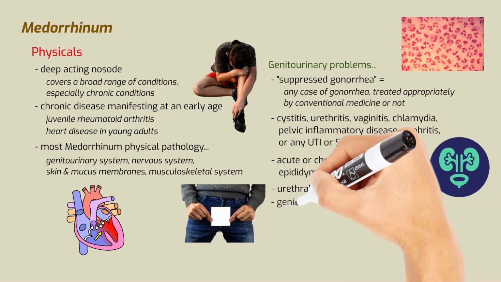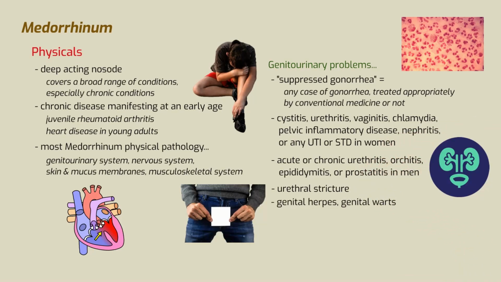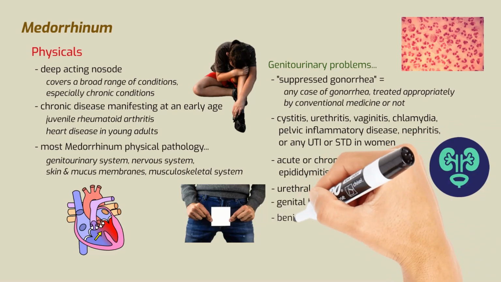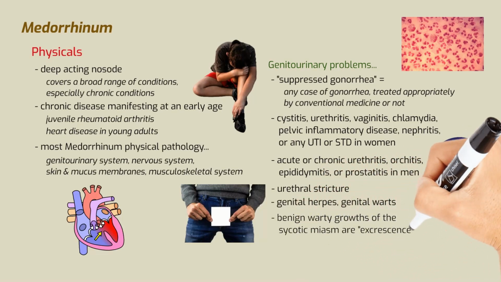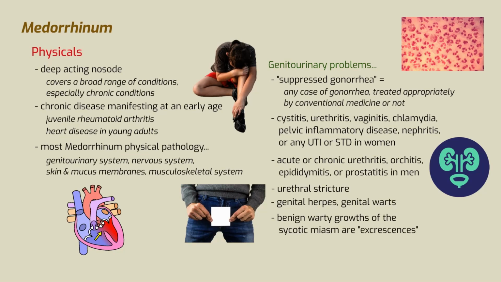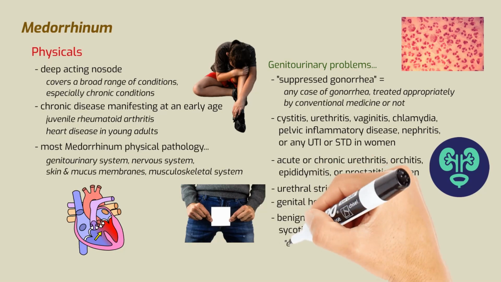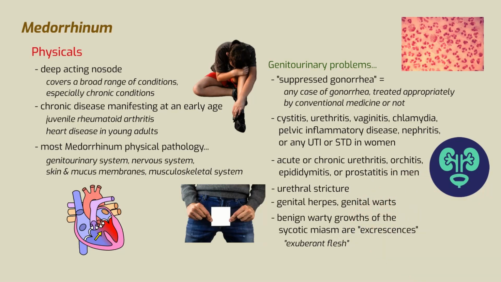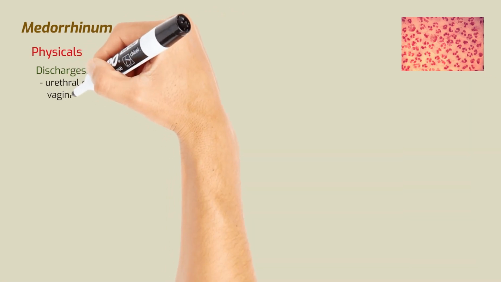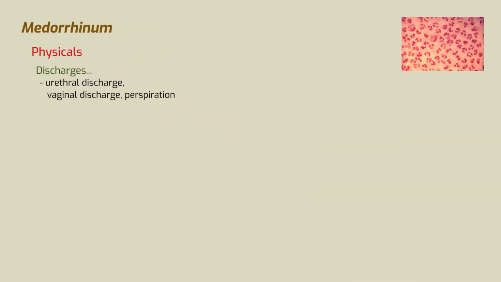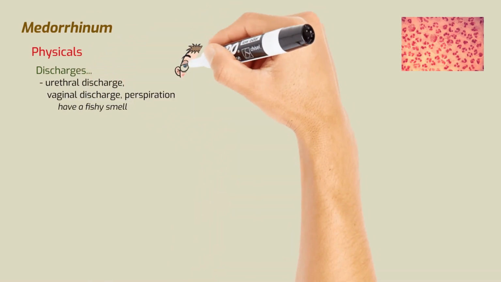It's also a remedy for genital herpes and genital warts. The literature often refers to these benign warty growths related to the psychotic miasm as excrescences. Recall our metaphorical reference to such growths as exuberant flesh. Now, the odor associated with Medorrhinum discharges can sometimes serve as an additional clue. Whether we're talking about a urethral discharge, a vaginal discharge, or even perspiration in general, these discharges are often described as having a fishy smell.